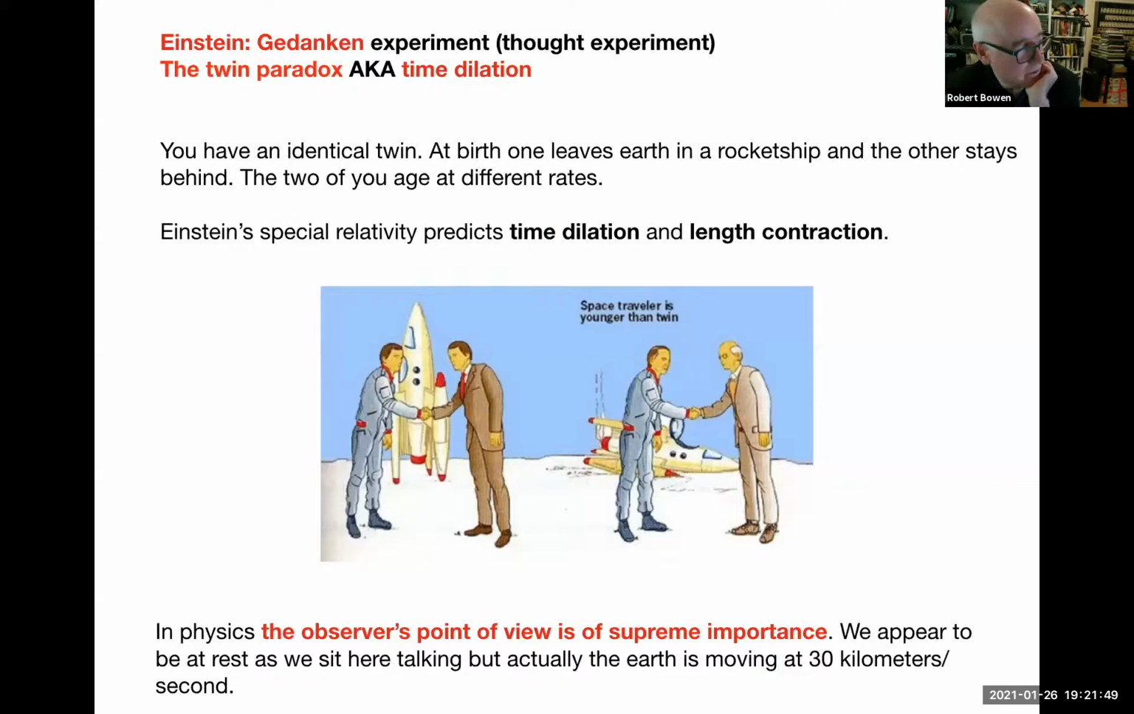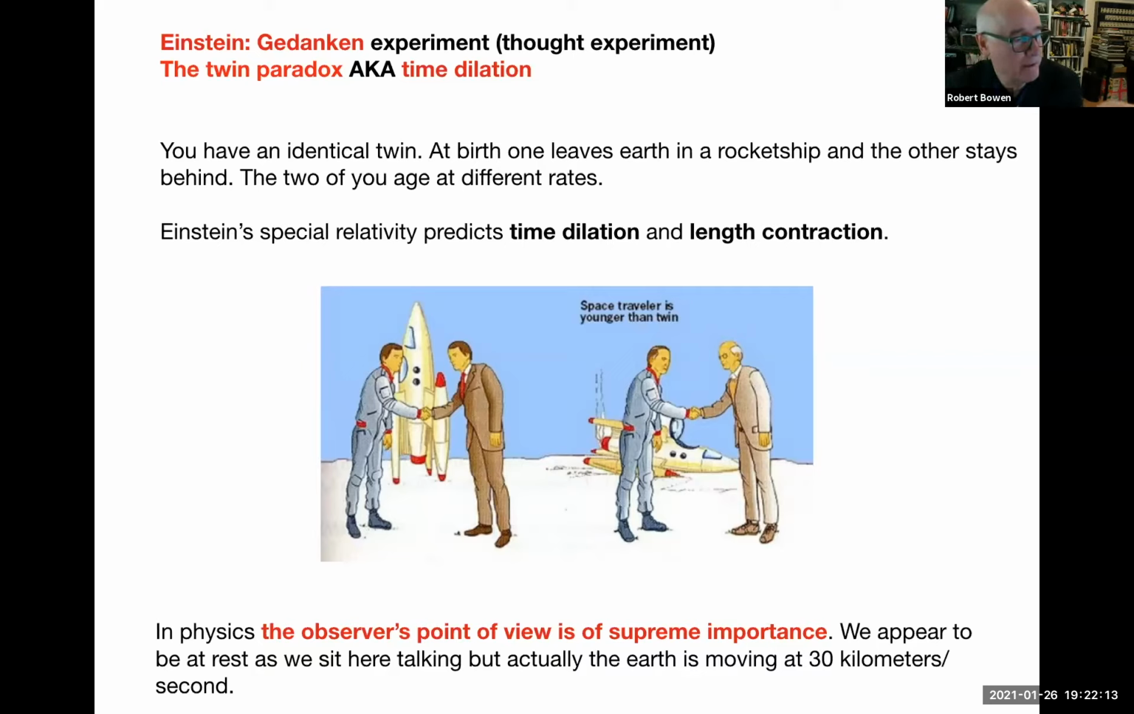So this is one of Einstein's famous Gedanken experiments. And so basically, if you just look at the picture, you'll get the idea. There's two brothers, and one of them goes into outer space. He's an astronaut, while the other one stays on the Earth.